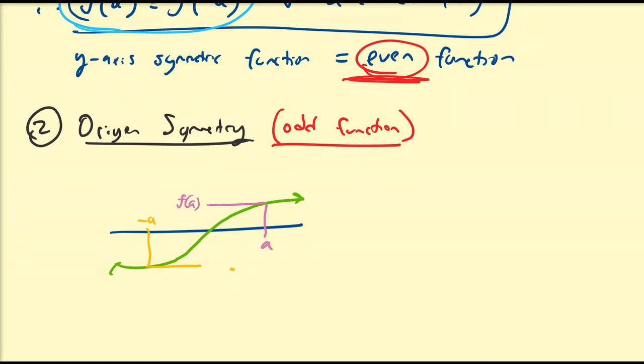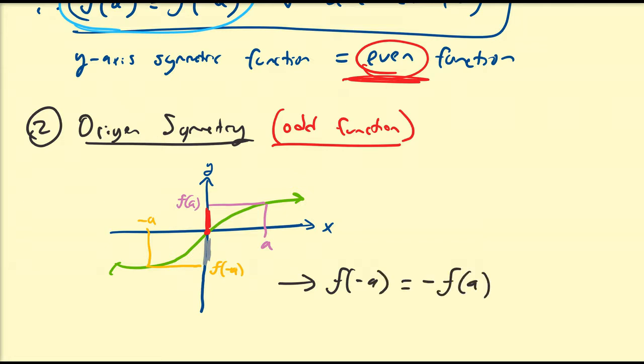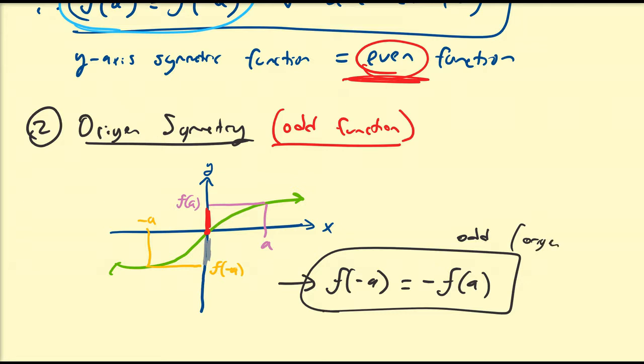Oh no, where'd my graph go? There it is. So there's a y, there's an x. This is going to be f of negative a. If this is truly symmetric about the origin, then this distance here and this distance here should be the same. So this implies that f of negative a must be equal to the opposite of f of a, if it truly is an odd function, which is the same thing as testing whether it has origin symmetry or not.